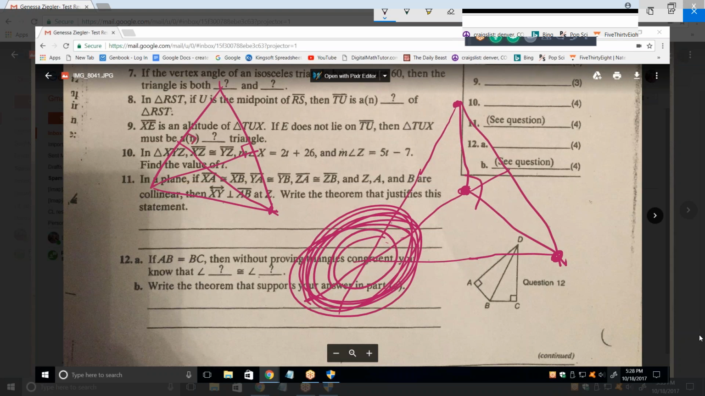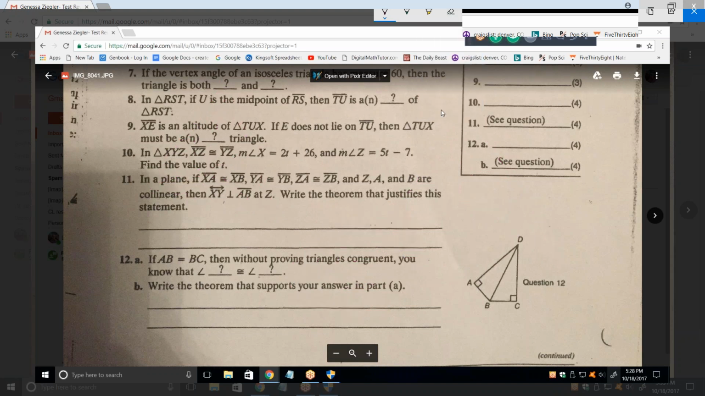Okay. Like that. They're going to intersect right there. All right. Let's look at 10.